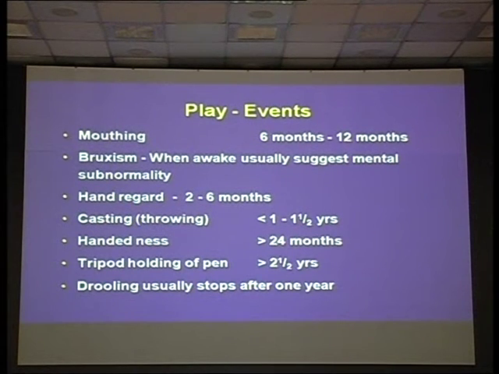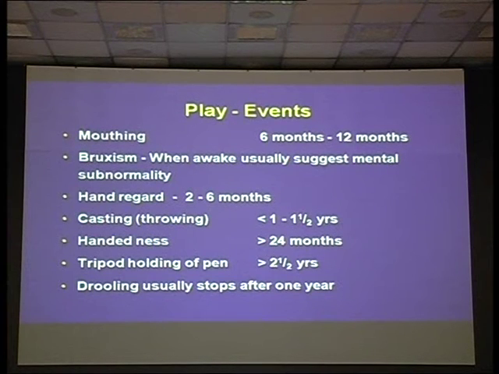If you and I do it, that is absolutely wrong. Bruxism, when the child is awake, usually suggests mental subnormality or that the class teacher is taking a very boring class. Hand regard, looking at the hand, occurs between 2 to 6 months. Casting: when you give some object, the child will continuously throw whatever you give. This happens between 1 to 1.5 years. Handedness: beyond 24 months any child develops handedness. If you observe handedness in a child less than 2 years, definitely the other limb is paretic.